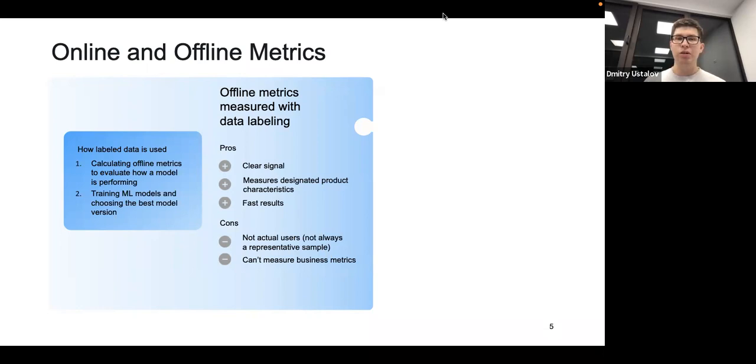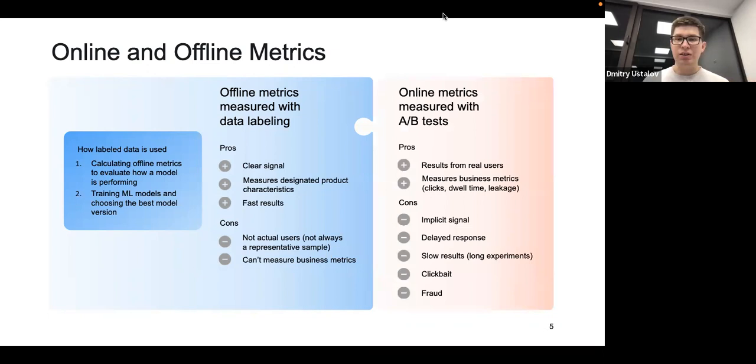Online metrics or online data are data based on the real interaction with your users and the real effect made by your system on the real users. And usually it's also called A/B tests. So there are A/B tests that are used to measure the real human interactions, and there are some offline data that are used for improving the model.